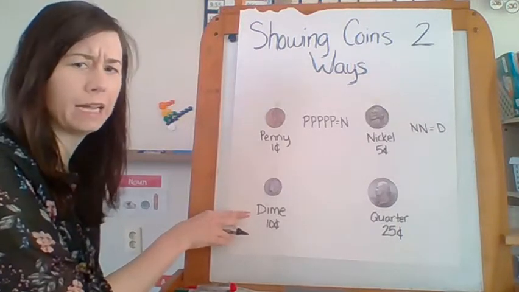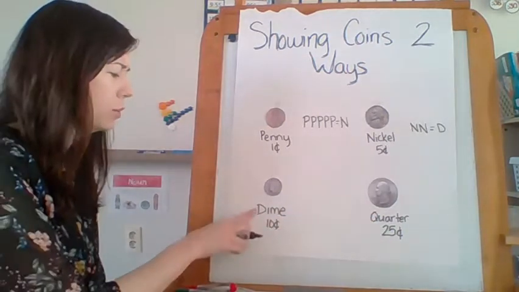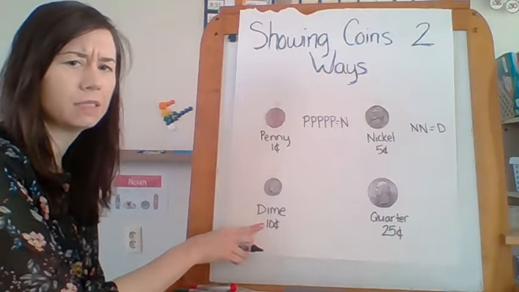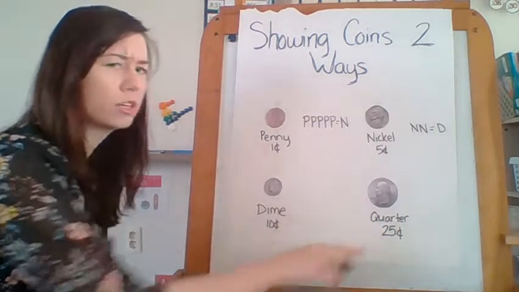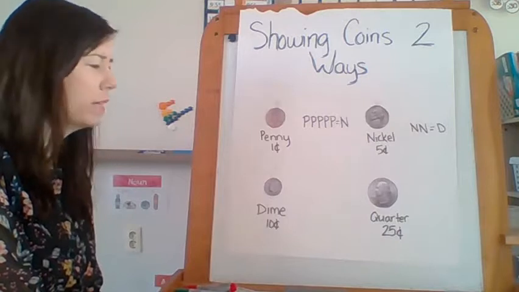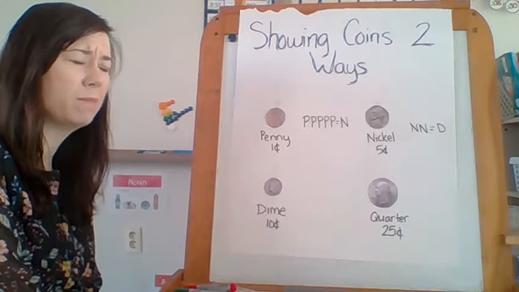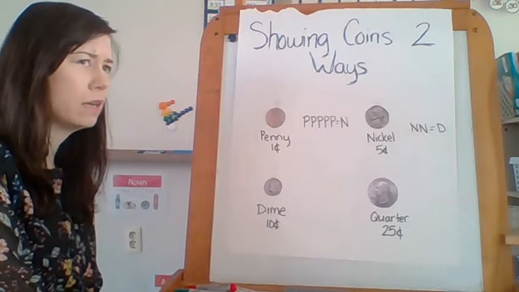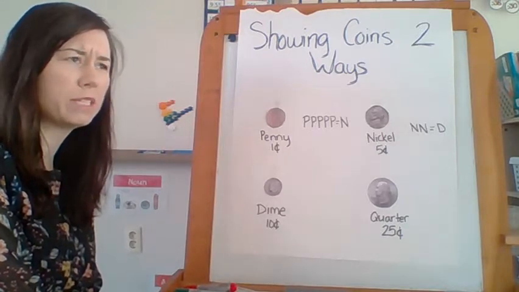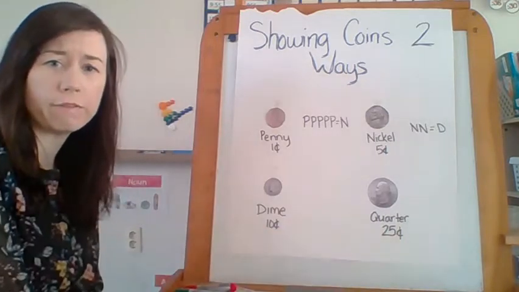All right. Now here we're getting tricky. How many dimes can make a quarter? So a dime is 10 cents and a quarter is 25 cents. If I add 3 dimes, so 10 plus 10 plus 10, that's 30. And if I add it twice, 10 plus 10 is 20. So neither one would be 25.